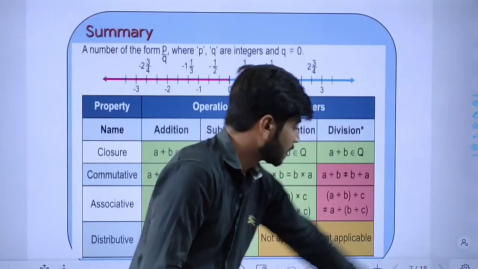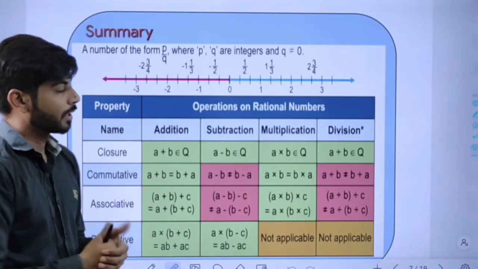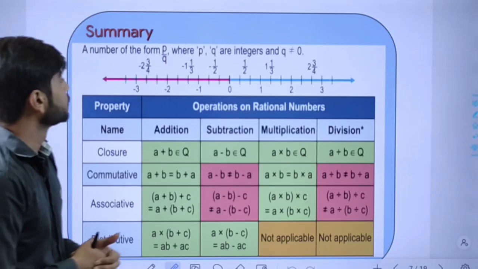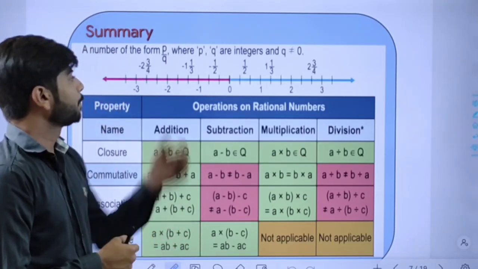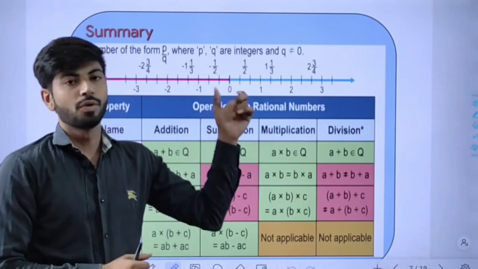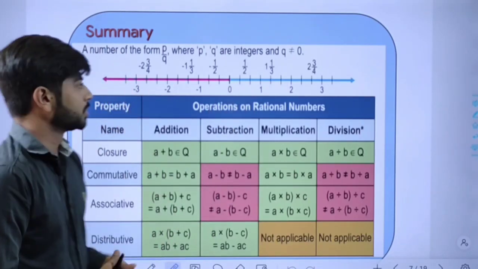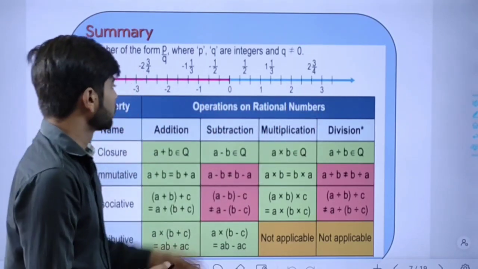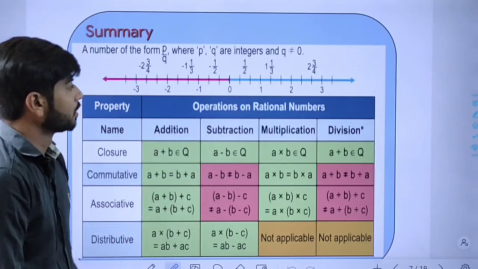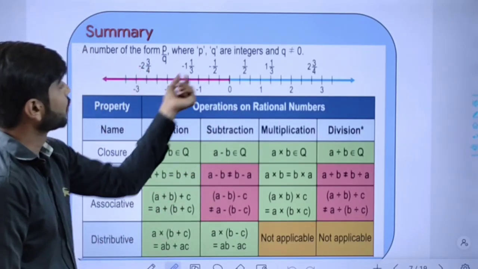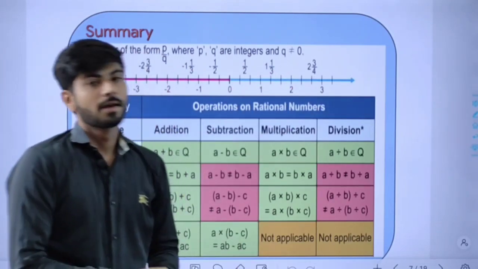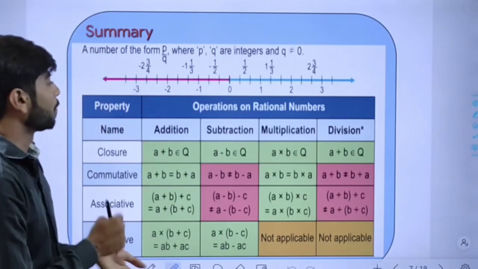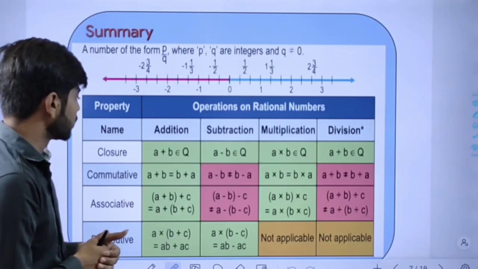Now let's check the summary. In summary, we will study all the properties. A number of the form p upon q, where p and q are integers and q not equal to 0, is called a rational number. You can see on the number line the different natural numbers are there, negative numbers are there, 0 is there, and you can also see the fractions which are rational numbers. Okay, so let's check the properties now.